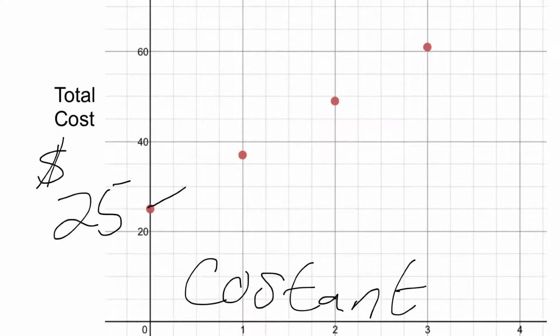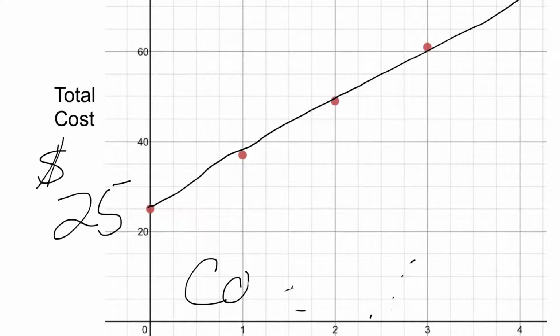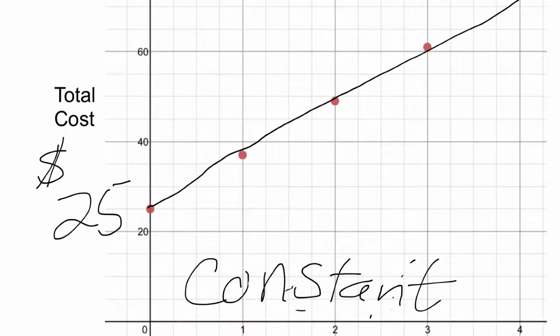You kind of spelled that wrong. Constant? Okay. Constant. What? Constant. Alright. This is why I still need spell check.